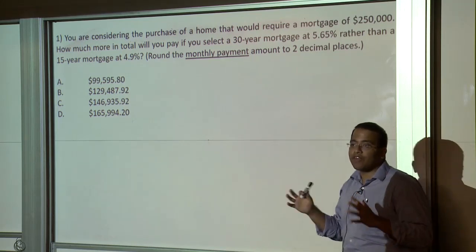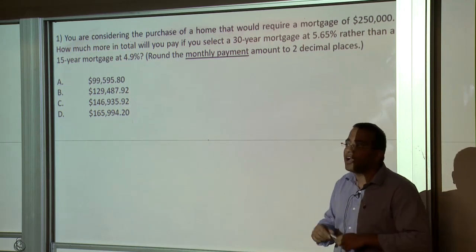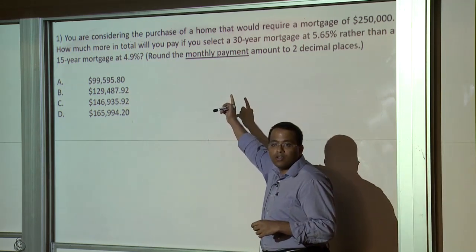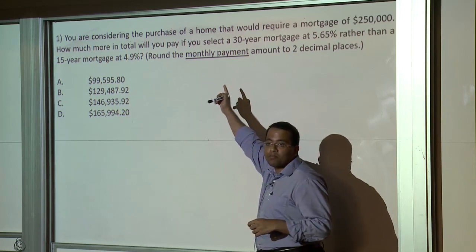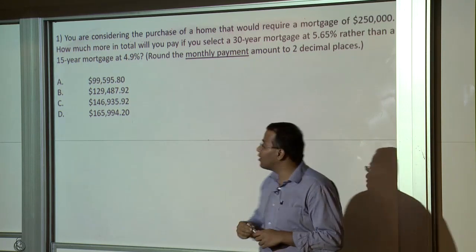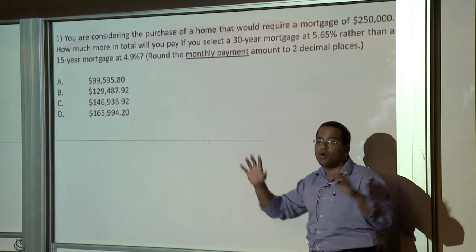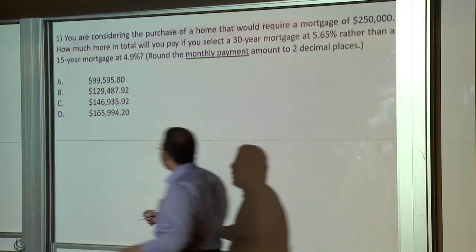So the first thing that you have to notice about this question is that the payments that are involved in this question are of a monthly nature. That's a very, very important statement. That means you're going to be paying every month, month on month. So that's point number 1. So what's happening in this question? There are 2 alternatives. You have a 30-year mortgage.